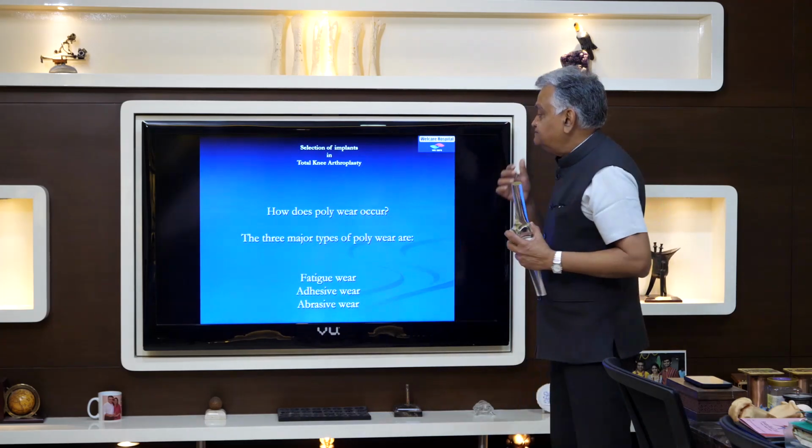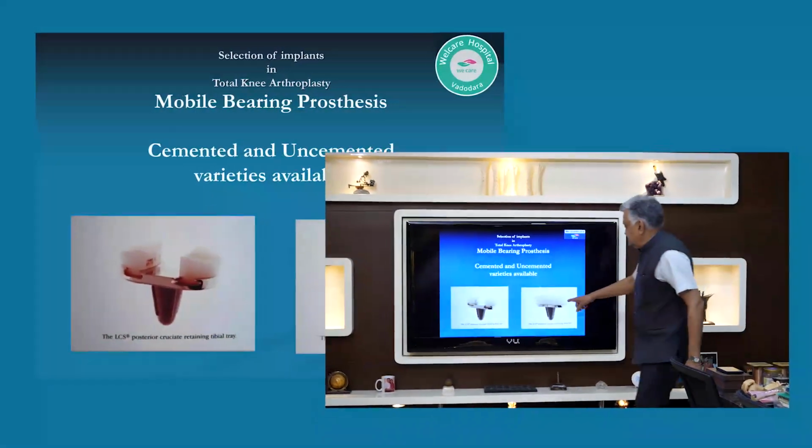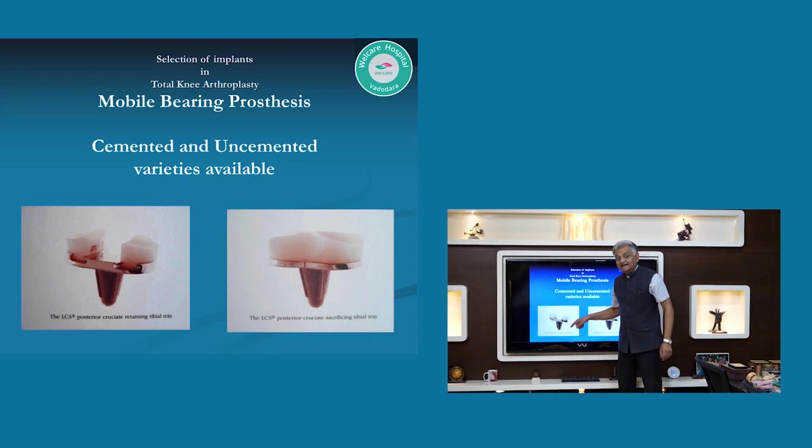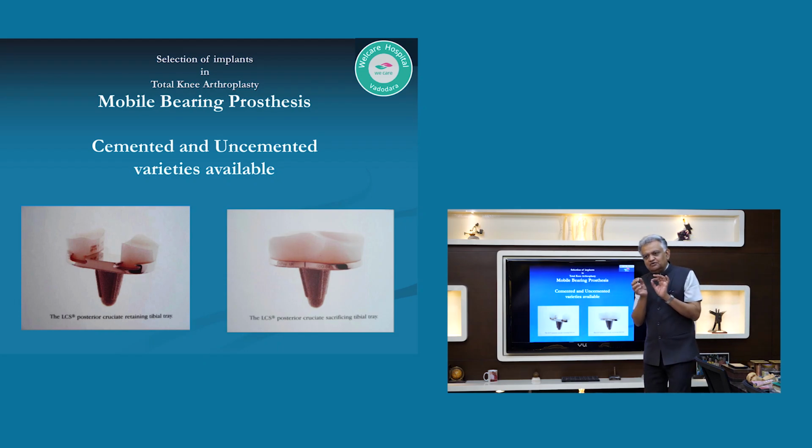For example, go back please. See, here there is a central peg. So there is this tibial insert with a central peg. So when it moves, it will move like this. Here, they are separate from each other. So it is not necessary that when this moves, this has to move exactly the same degree in the opposite direction. So mobile bearing also has some nuances. Not all mobile bearings have a central peg, but there are not too many variations.